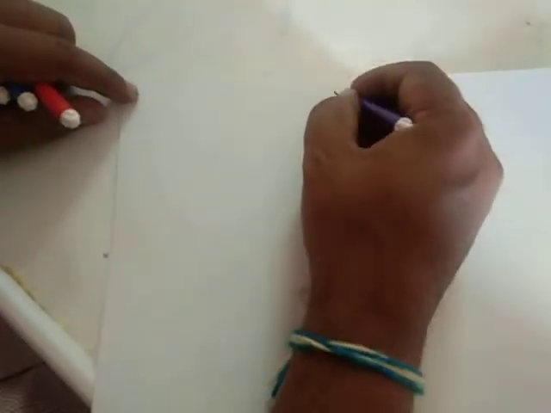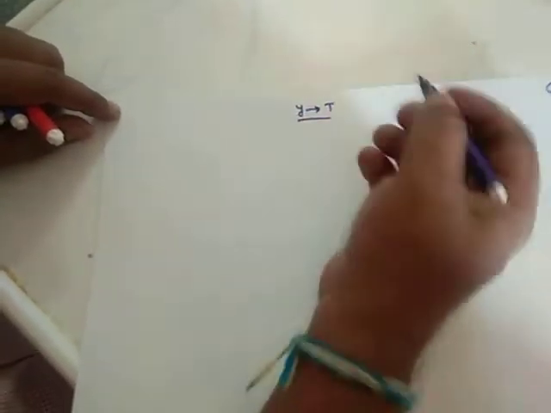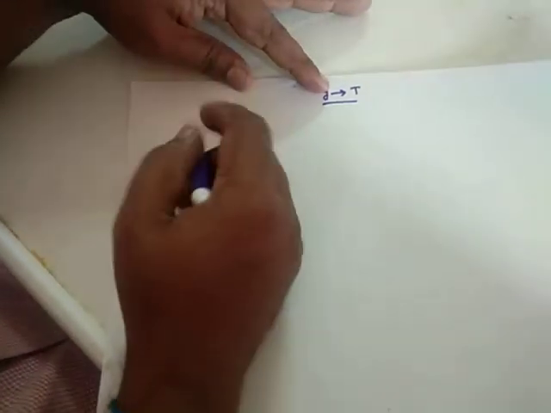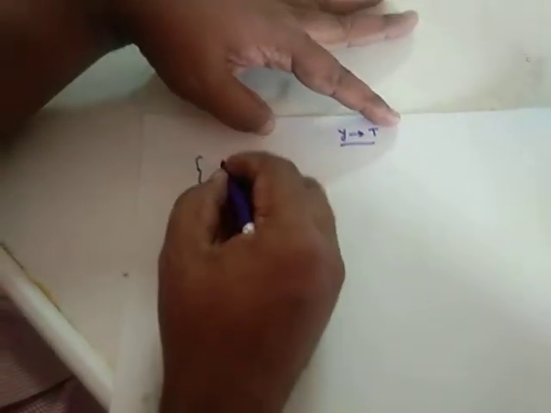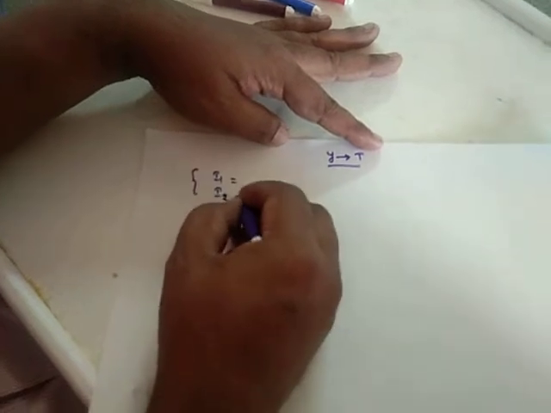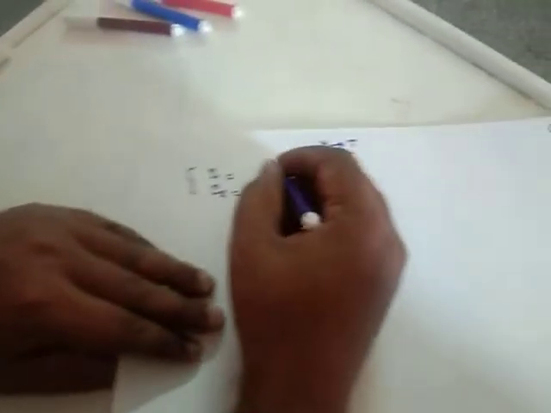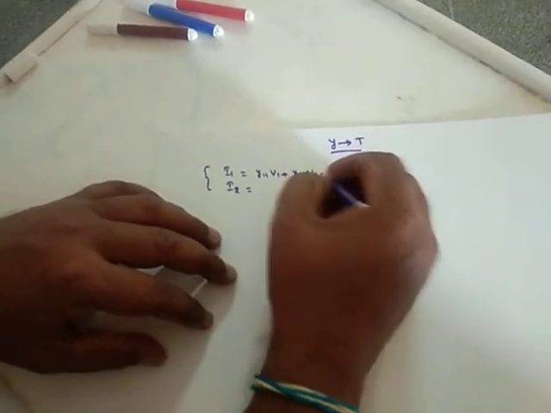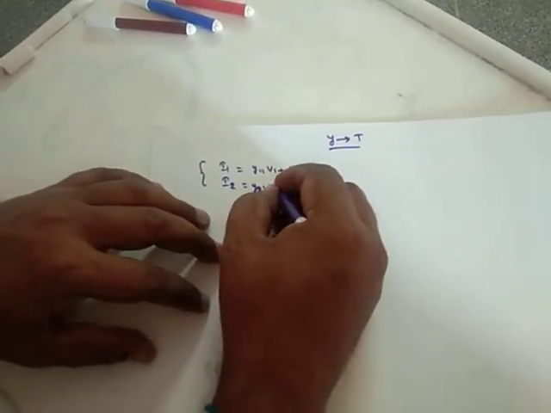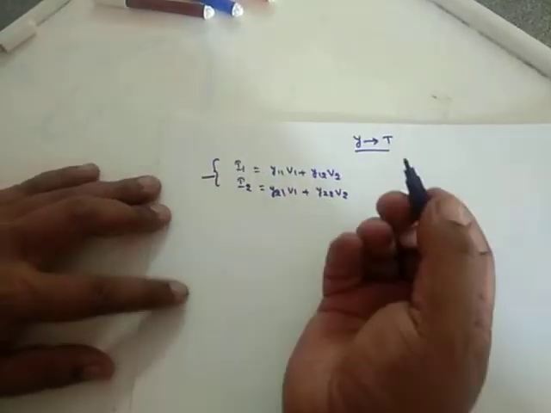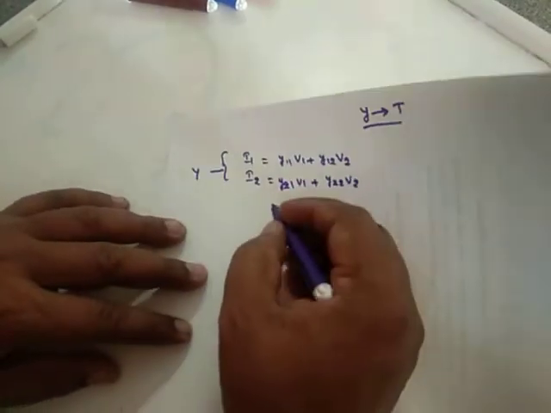And the third conversion is Y parameters in terms of T parameters. Here, the procedure is the same as the previous one. First of all, write the basic Y parameter equations, mainly I1 and I2. I1 is equal to Y11 V1 plus Y12 V2, and I2 is equal to Y21 V1 plus Y22 V2. These are the basic equations used in Y parameters.